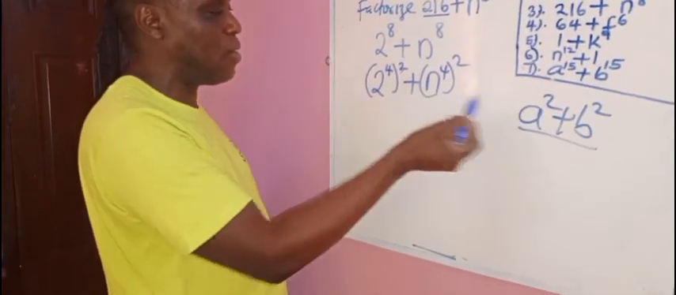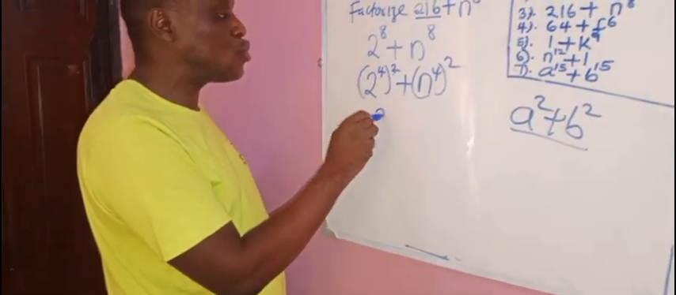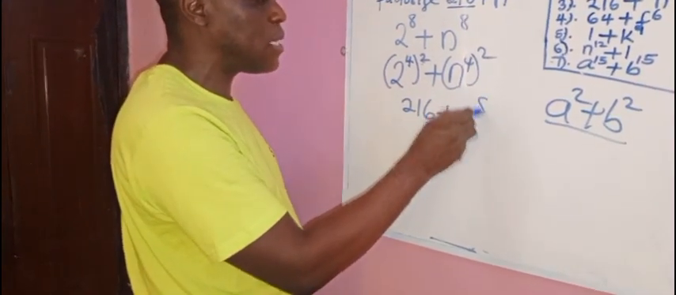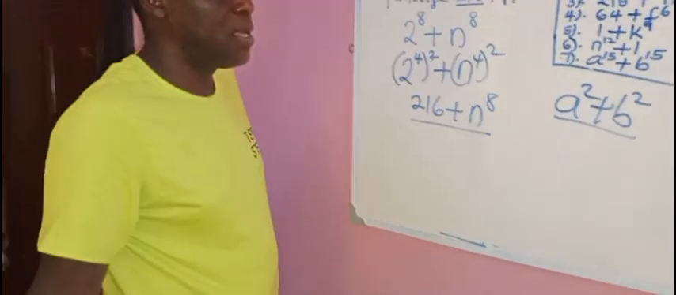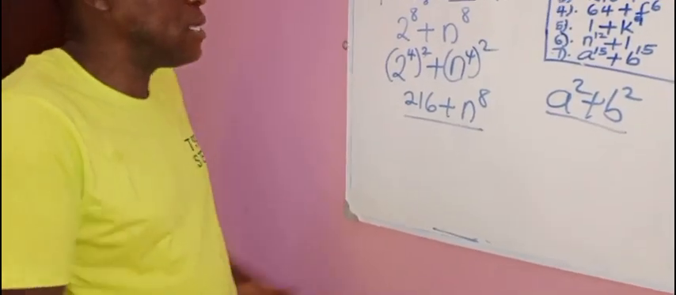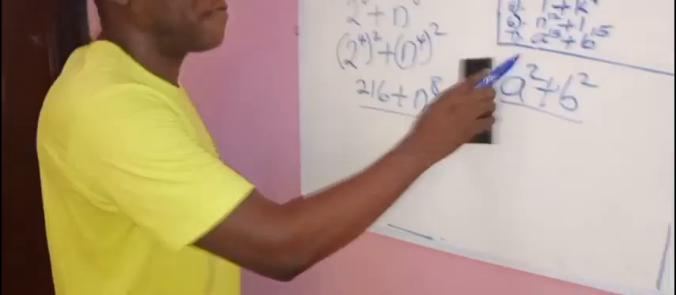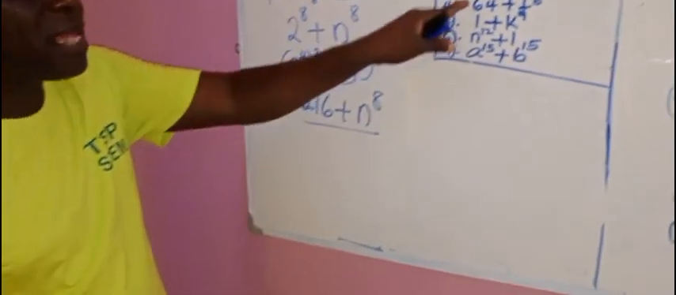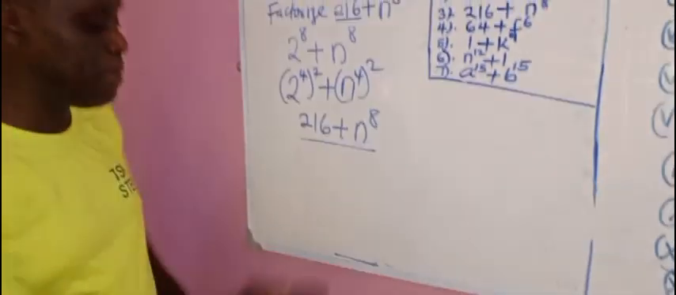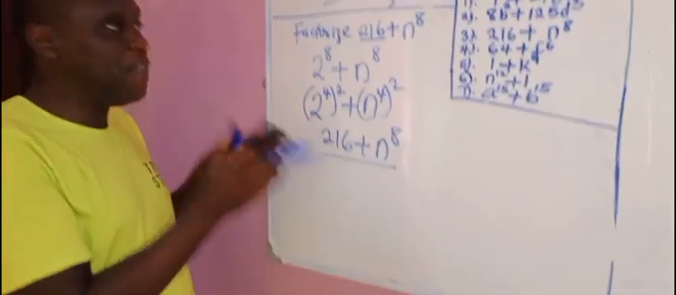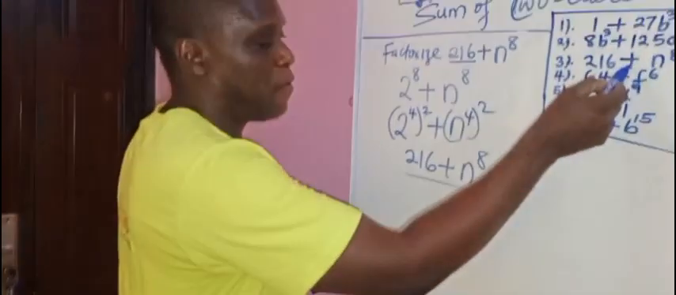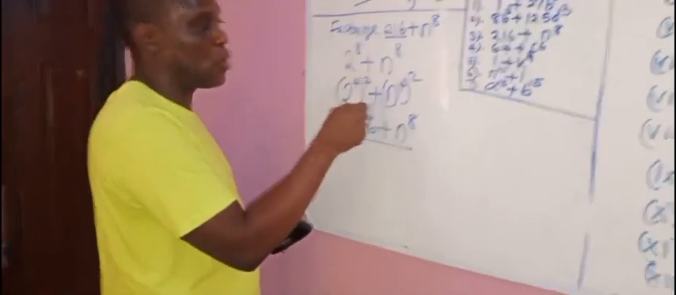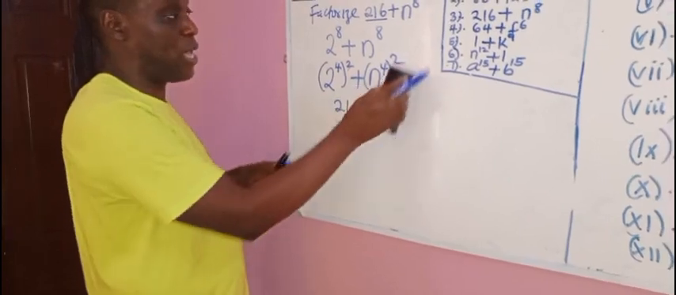Raised to the power 3, but no. So it means this one is 216 plus n raised to the power 8. That is the answer. I can't go further. I can't apply any of the laws, any of the methods. Do you see that? So that means this one is the answer. Sometimes your examiner may want to test you like that, okay? But if it is difference now, minus, you know there is difference of 2 squared method, so you can go ahead. So maybe you should try that, okay?